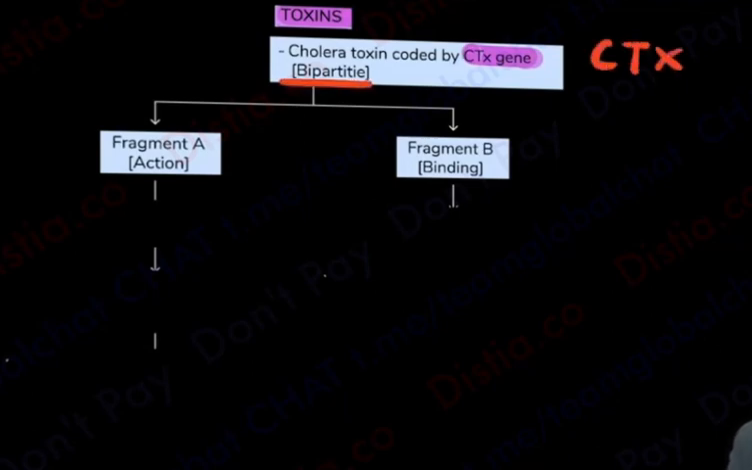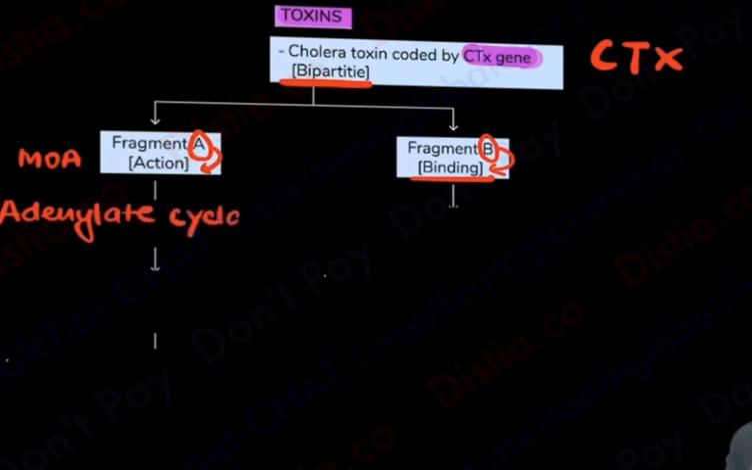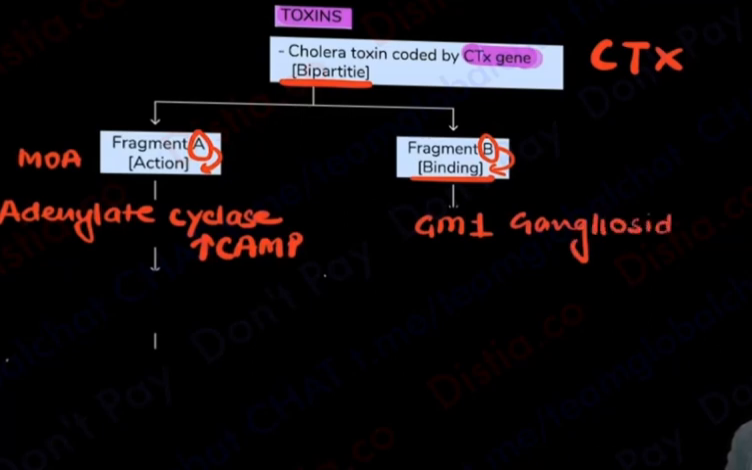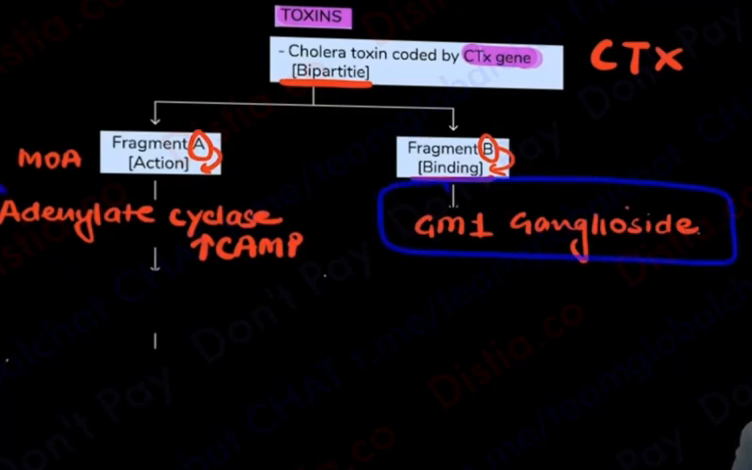And like all other toxins, it is bipartite, meaning it's going to have a fragment A and a fragment B, out of which the A one is responsible for the mechanism of action and the B one is responsible for binding. So what mechanism of action? It is going to activate the adenylate cyclase. Basically, there is an increase in cyclic AMP that is noted, whereas the binding is going to occur to the GM1 ganglioside. I'll show you a chart also for this. So remember, the binding happens to the GM1 ganglioside and the action is going to be an increase in the cyclic AMP.